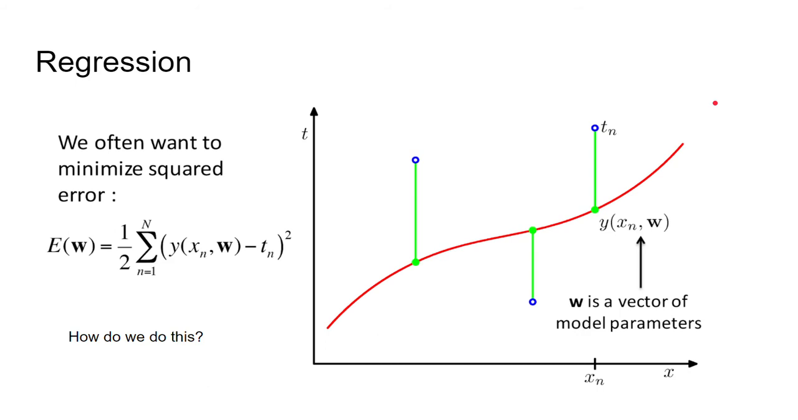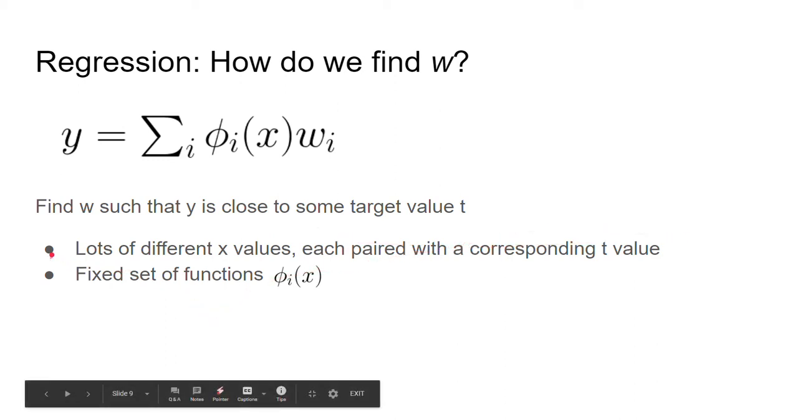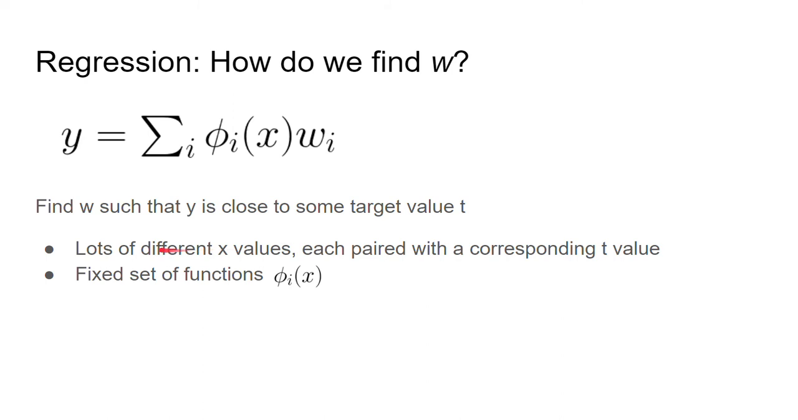Cool. So, what's the standard way of doing regression? How do we find those weights? Another way of saying that: find the weights such that output y is close to some target value t for all the different x values that I have. So I have lots of different x values, each paired with the corresponding t value. That's the inputs and outputs that I want. And then I have some fixed set of functions, the features that I'm going to be using, and I do a weighted sum of those features to produce my output.